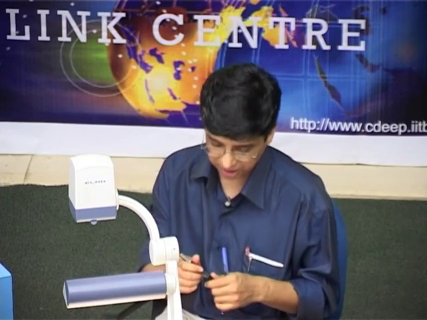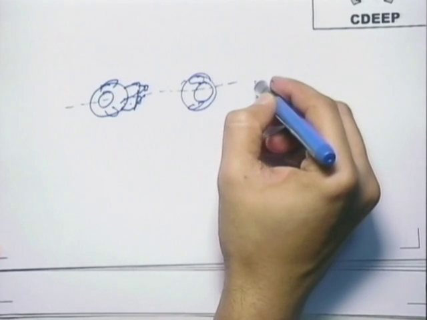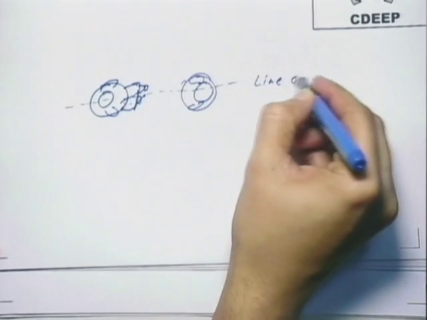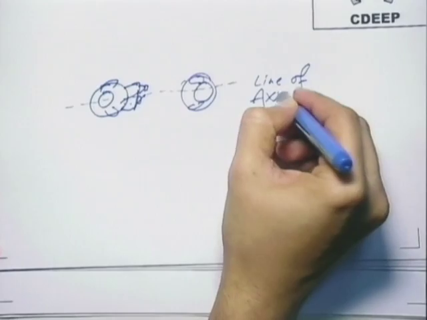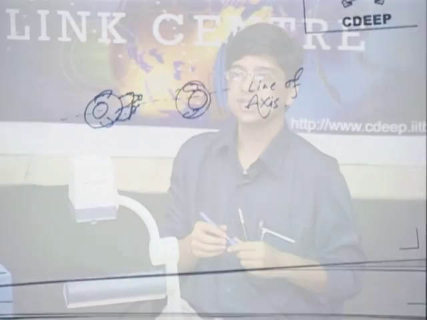Based on this assignment, there are certain principles which will be used by the editing people. In every situation like this, where there are two people interacting with each other, there is something called the line of axis. Right, so this is the axis line.